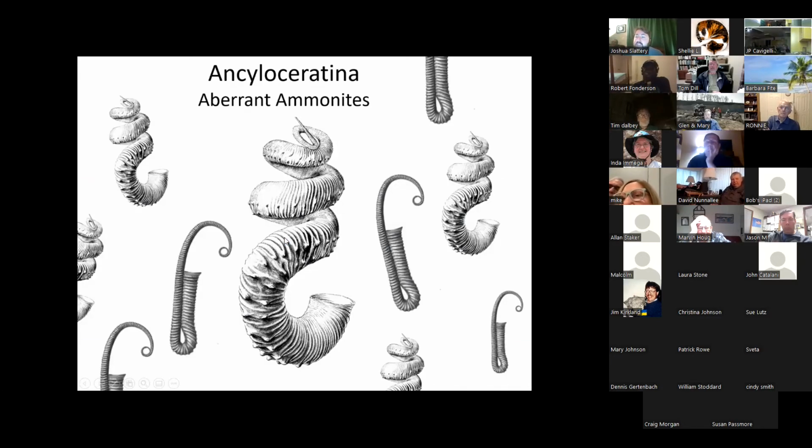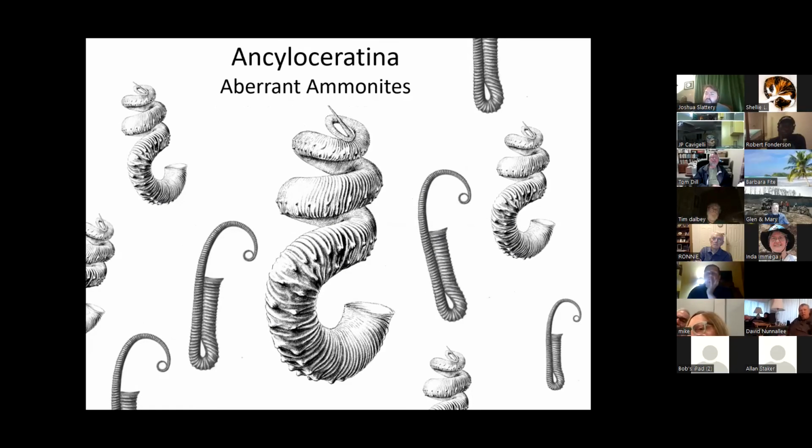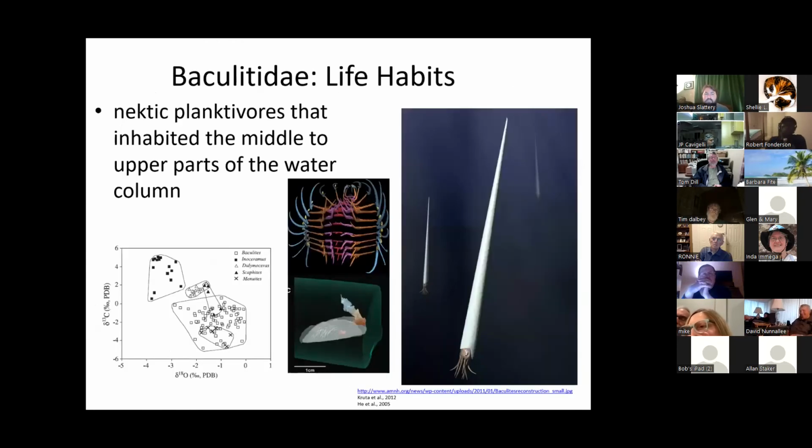So let's talk a little bit about the aberrant ammonoids or Ancyloceratina. These are what people typically call heteromorph ammonites. Heteromorph doesn't actually mean much phylogenetically. It's just kind of an outdated term. The better term to use is Ancyloceridids or Ancyloceratina. I'm going to go through the most abundant Ancyloceridids. The first one I'm going to talk about are the most common that you find in North America, and those are the Baculitidae or the Baculitids.